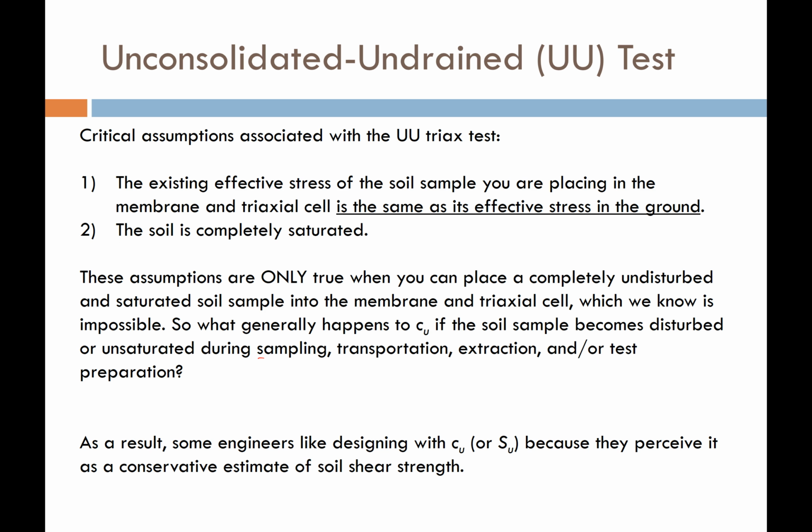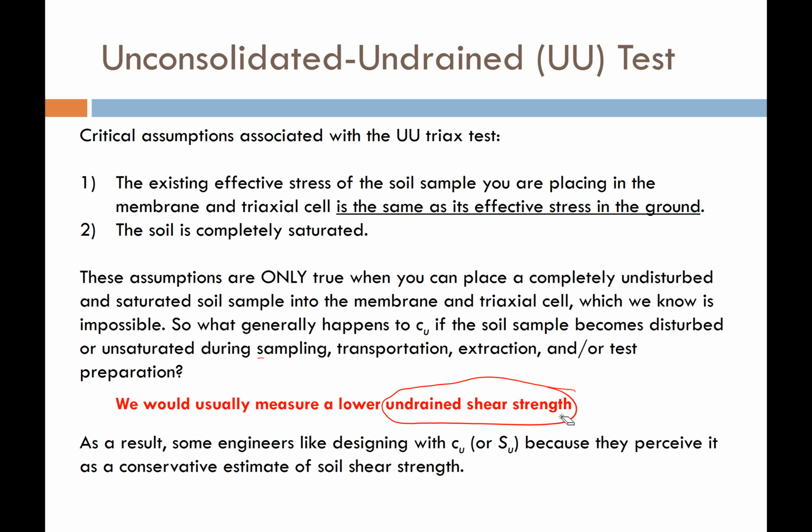So the real issue is what's going to happen because those assumptions aren't true. Well, generally, it's going to reduce the undrained shear strength because we're weakening the soil by disturbing it. So we're usually going to measure a lower undrained shear strength than what actually exists in the ground. But this isn't necessarily a bad thing. A lot of engineers like this. They think, oh, cool, if I use the undrained shear strength from this test, and it's lower than what it is in the ground, then that is conservative, and I'm being safe in my designs.